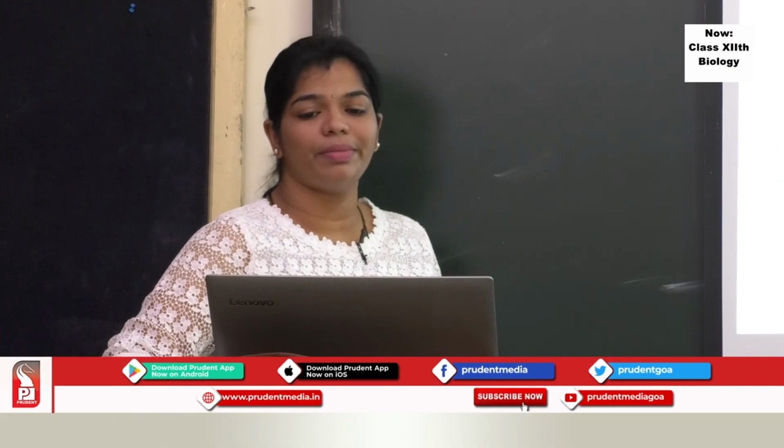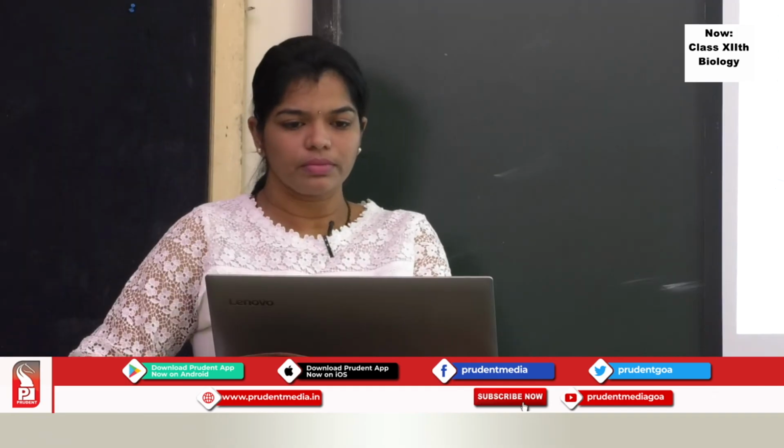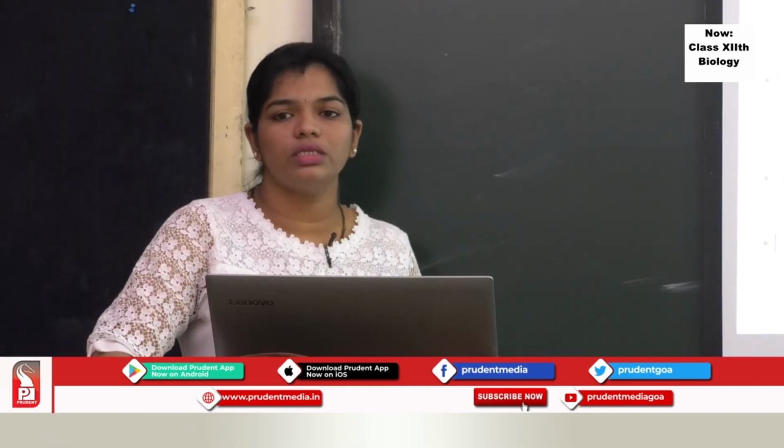The next question is spermatogenesis, very important, the process of spermatogenesis. How the spermatogonial cells will divide by mitotic division, increase and form primary spermatocytes, then undergo meiosis 1 and 2 to form the secondary spermatocytes. From the secondary spermatocytes, they will further divide and form the spermatids. The spermatids will then mature into spermatozoa, that is sperm. Okay.